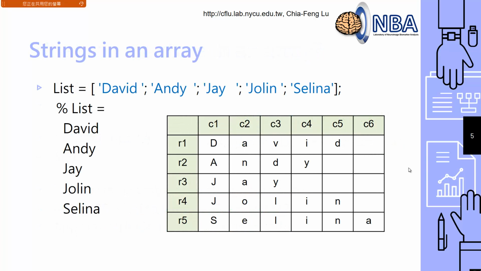So now you can see this is another example. Now I have several different names. Maybe these are patient names, you are doing a study. Now you can see 5 different patient names right here: Debbie, Andy, Jay, Jolene, and Selena. But anyway, if you are going to put all these 5 names together within a single array, what can you do?